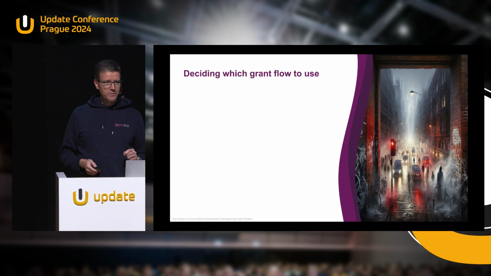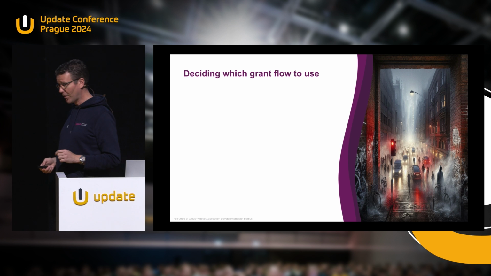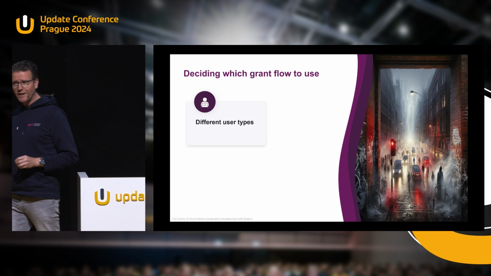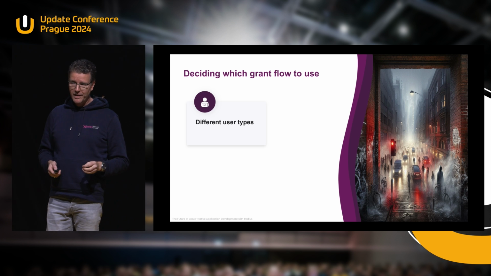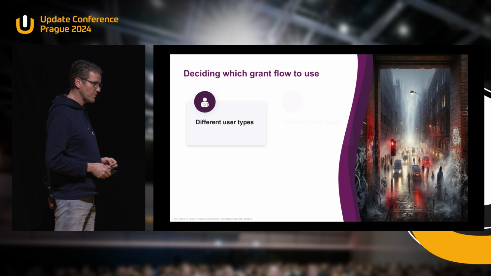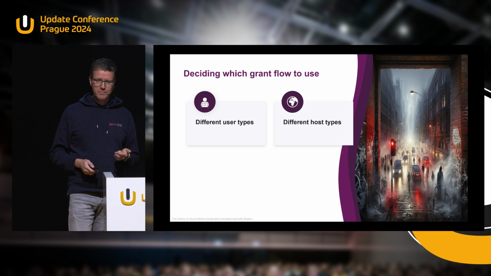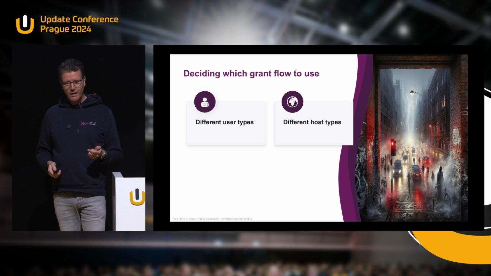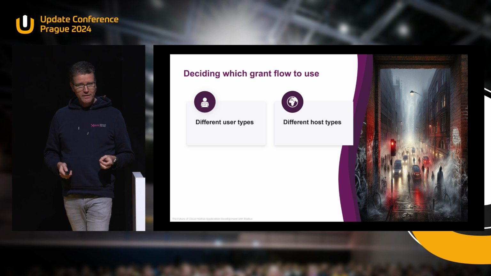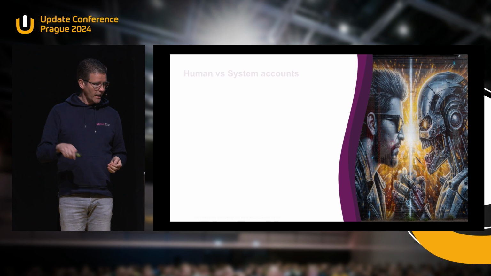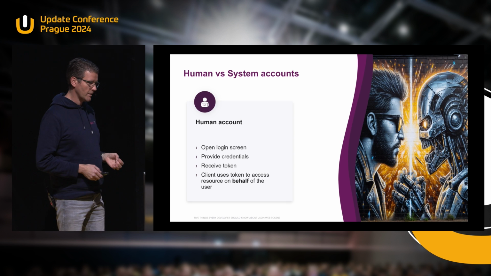Let's zoom into these grant flows for a little bit. There are quite a few, and the one you have to choose depends on two main factors. So first is different user types, for example, human users and machine users. And the second is where the host is running. Again, we will zoom into the details a little bit here.